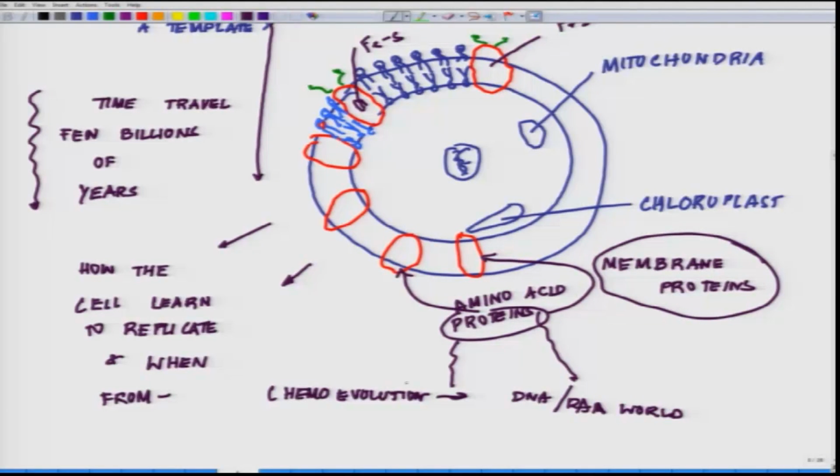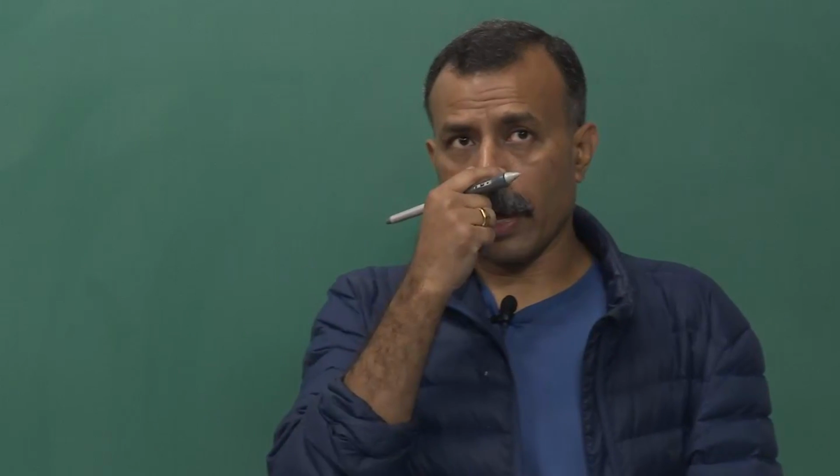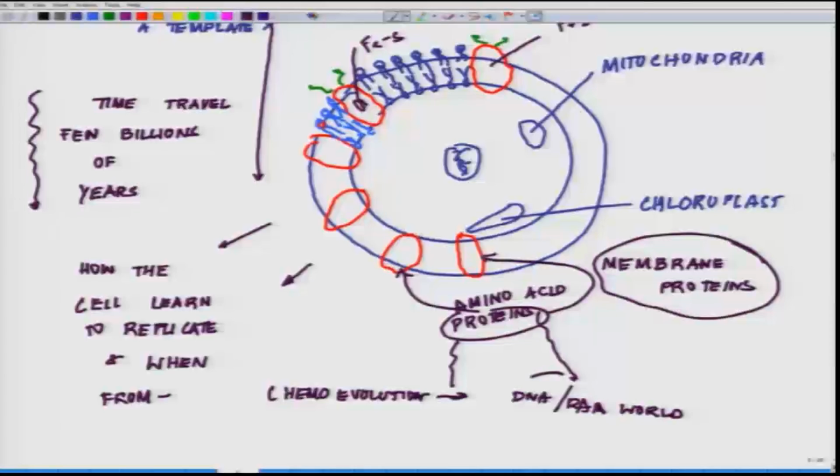If possibly in this primitive soup, amino acids had formed, how they learned to have a peptide bond forming, and where they set up a link with DNA and the RNA world, we do not know these things. And what was the template even for the DNA to form?